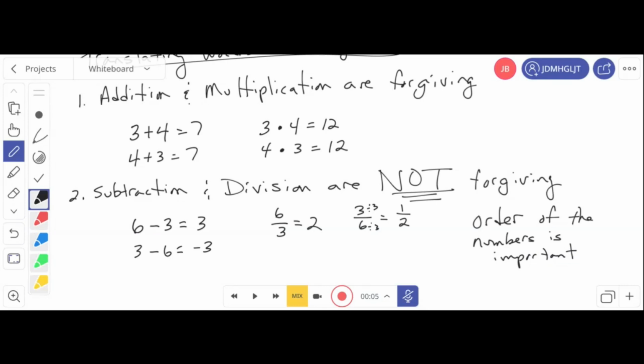The order that you write the numbers is important. If you don't put them in the right order, you will get the answer wrong, because you will be way off.